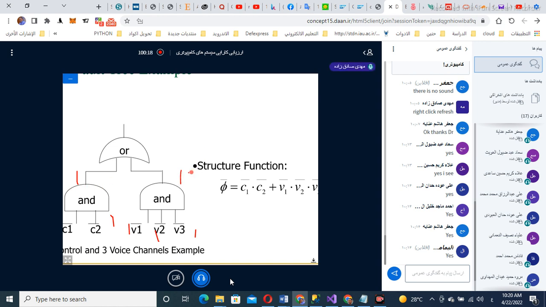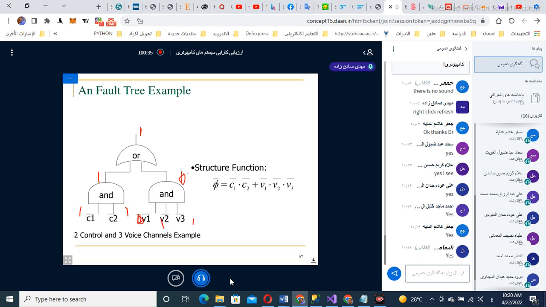But if, for example, V1 is 0, that is V1 bar is 0, V1 works well. Here the AND of this is 0, but 0 OR 1 is still 1. That means the system cannot work, because the controller and the V are in series. So the structure function phi bar equals C1 bar multiplied by C2 bar plus V1 bar V2 bar V3 bar. That is phi bar. If phi bar equals 1, that is failure of the system.